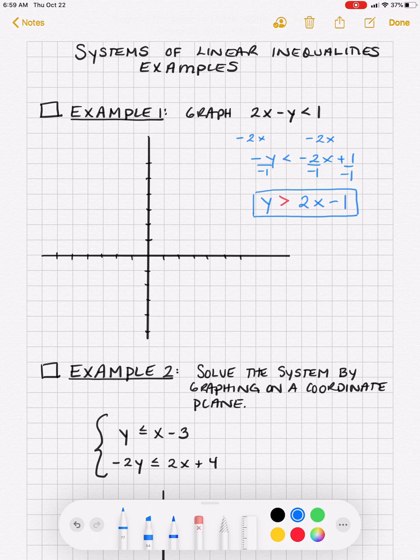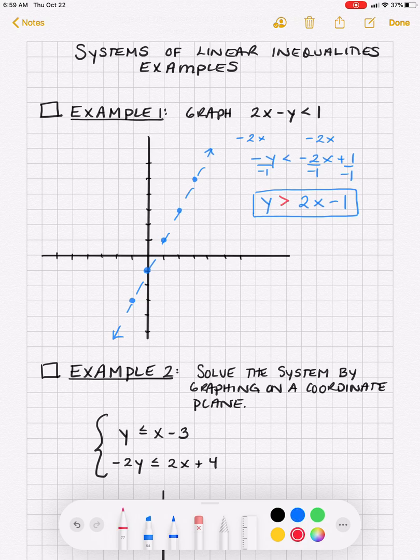So we're going to come down here and we're going to plot the y-intercept at negative 1, and our slope is a positive 2. So let's move up 2 units over 1. Up 2 units over 1. Okay, we can reverse it and go down 2 units over 1. Now, when we draw this boundary line, okay, because it just says greater than, we're going to use a dashed line. And let's remember, right, that if it was greater than or equal to, it would be a solid line.